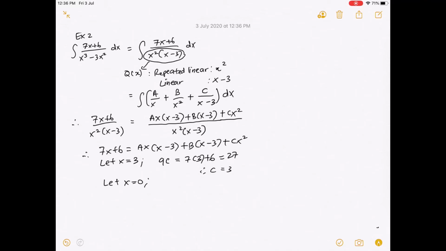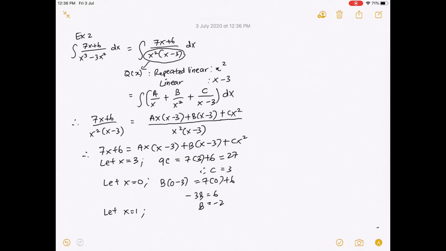And then let's say I let my x equal 0. If I let my x equal 0, my a will be equal to 0 and my c will be equal to 0. So what's left is b times 0 minus 3 equals 7 times 0 plus 6. Negative 3b equals 6, then b will be equal to negative 2.